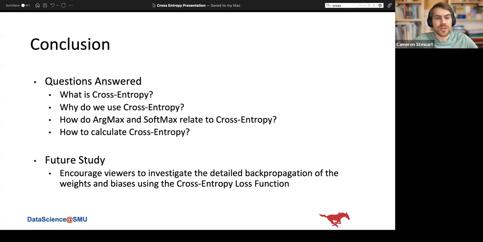So in conclusion, we answered questions on what is cross-entropy, why do we use cross-entropy, how do argmax and softmax relate to cross-entropy, and how to calculate cross-entropy. And what I really advise for future study is to really dive into how the backpropagation works for cross-entropy, and it'll really help connect these concepts.